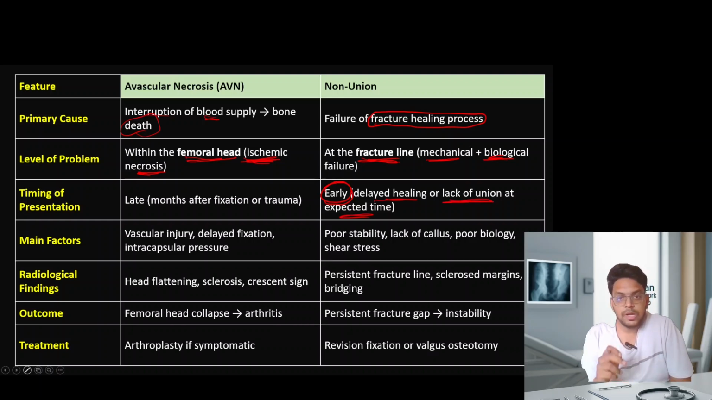Can you tell me, when do you call non-union in femur neck fracture? I have asked this question in the last video. When do you call non-union in femur neck fracture? Because the FDA approved definition for non-union is 3 months in femur neck fracture. Beyond 3 months, if the neck of the femur is not united, then it's a non-union of neck of femur.